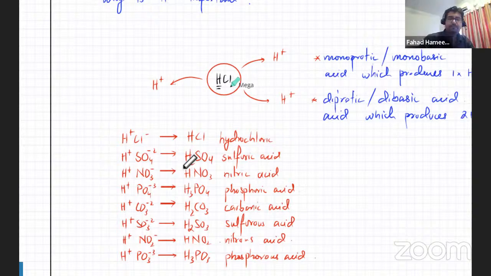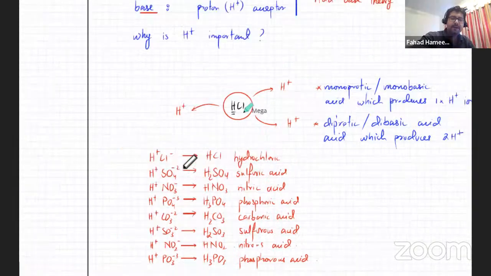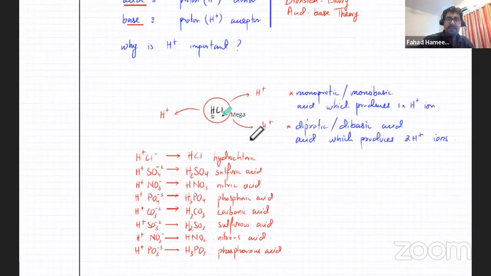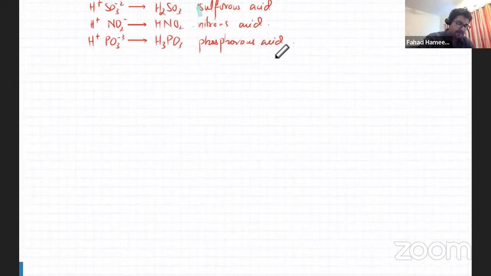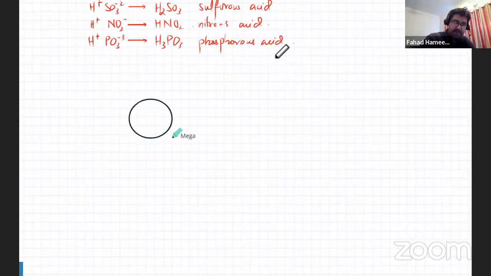Now, the other part, let's talk about a base. A base is a proton acceptor. So it's a molecule that's capable of doing the exact opposite. If there's an H+1 around, a base is going to grab and accept it, or join it with itself. So it's going to be absorbing H+1 ions or accepting them.